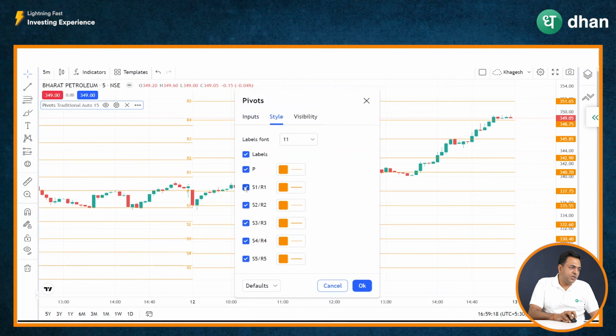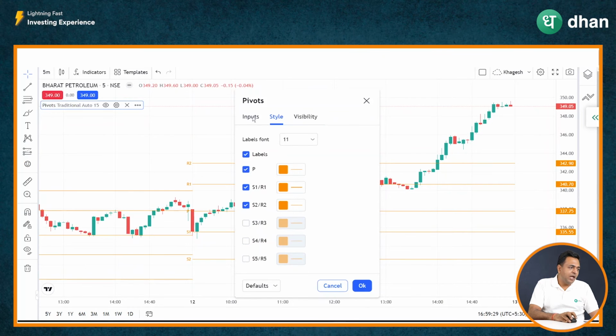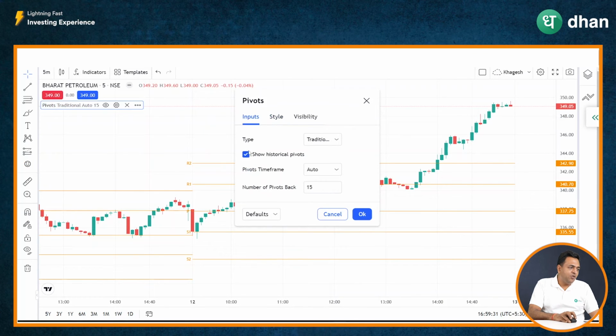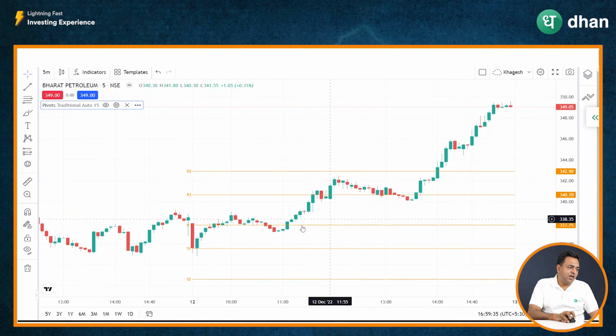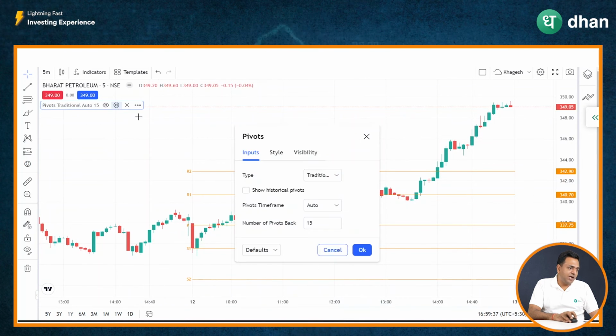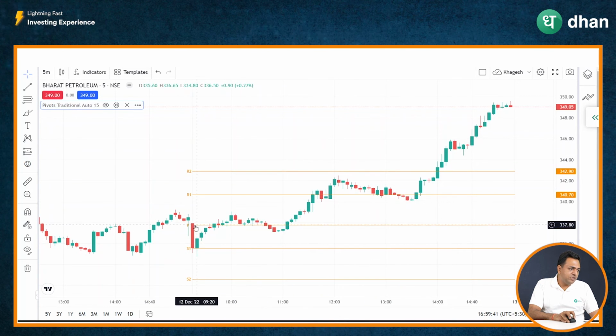We just want the support 1, resistance 1, support 2 and resistance 2. I'm keeping 2 levels for the sake of simplicity, but you can keep as many levels as you want. So for now, let me remove the other levels. And in the inputs, I don't want the historical pivot points, I just want today's pivot points. So I have kept that option as well. I have unchecked the historical pivot points option. So what I now see is a P line. I see R1, R2 being plotted and S1, S2 being plotted.